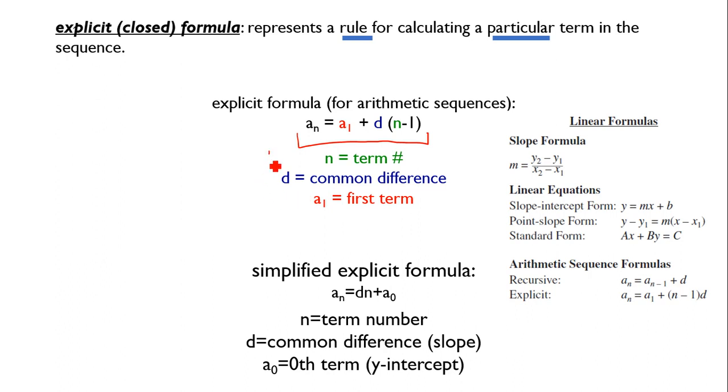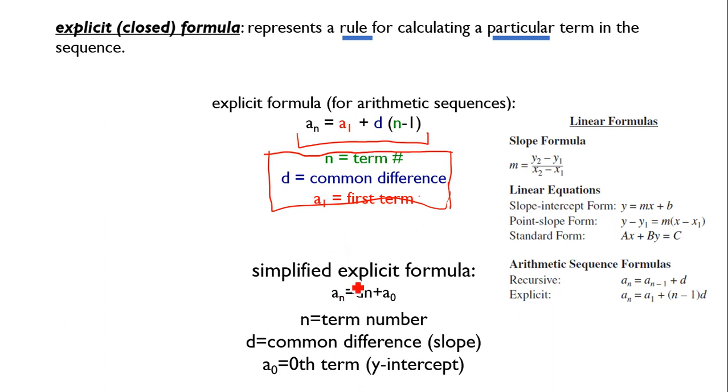Now, these are really, really important right here, okay? You need to know what these represent. Otherwise, that formula doesn't make any sense, right? A sub n, right, is our term, and that n is just the term number. So if I want the 56th term, 56 is my n. A sub 1 is the first term, d is the common difference, okay?